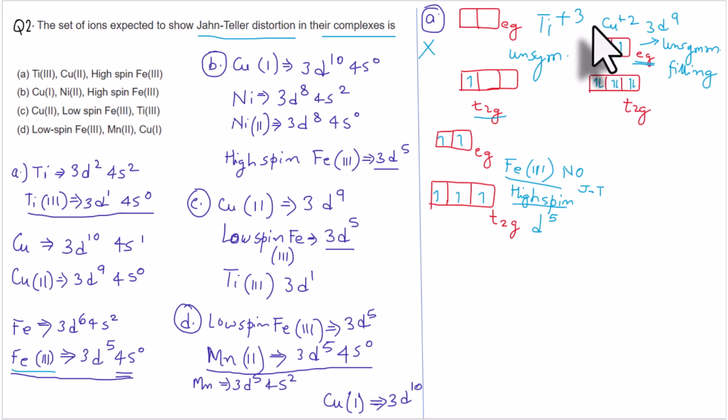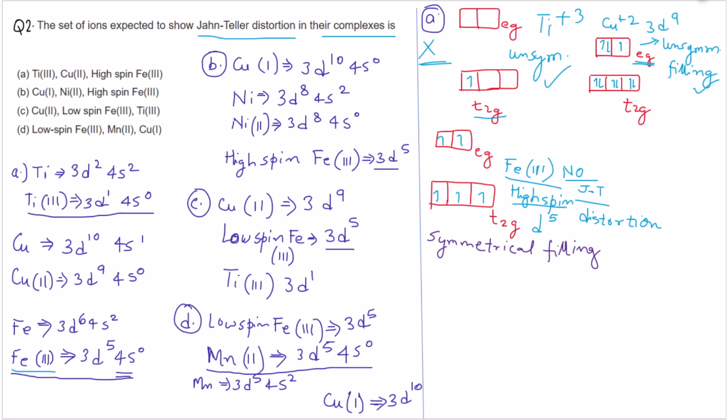Although Ti3+ and Cu2+ show unsymmetrical filling of d orbitals, the high spin Fe3+ does not show unsymmetrical filling. So that is why this complete set is not a distorted one. Here, high spin Fe3+ will not show Jahn Teller distortion. So option A is discarded.